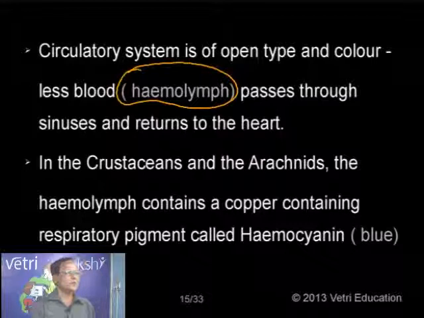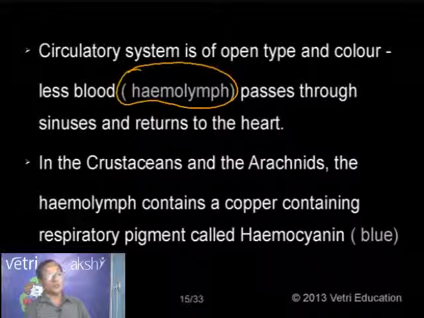So what do we mean by direct tissue respiration? There are no blood vessels and no respiratory pigments carrying oxygen or carbon dioxide towards the tissues or from the tissues to the external medium. The oxygen is directly supplied to the tissues through the respiratory system itself, for example the tracheal system, which we will be studying later.